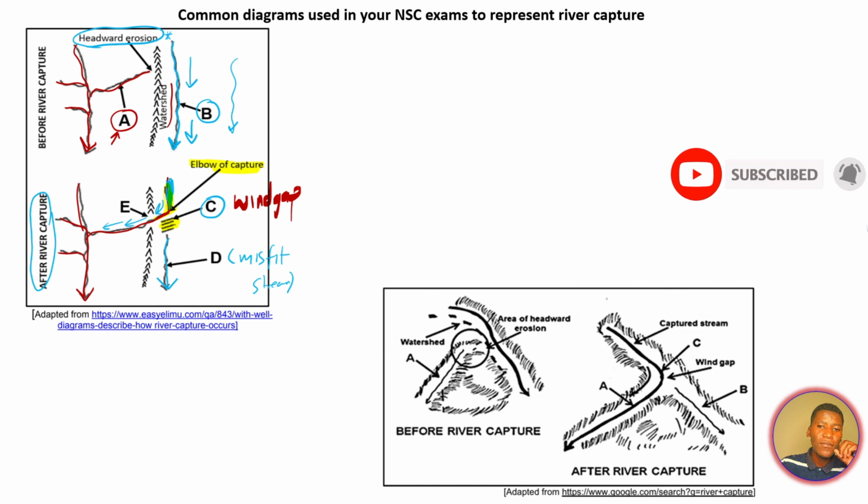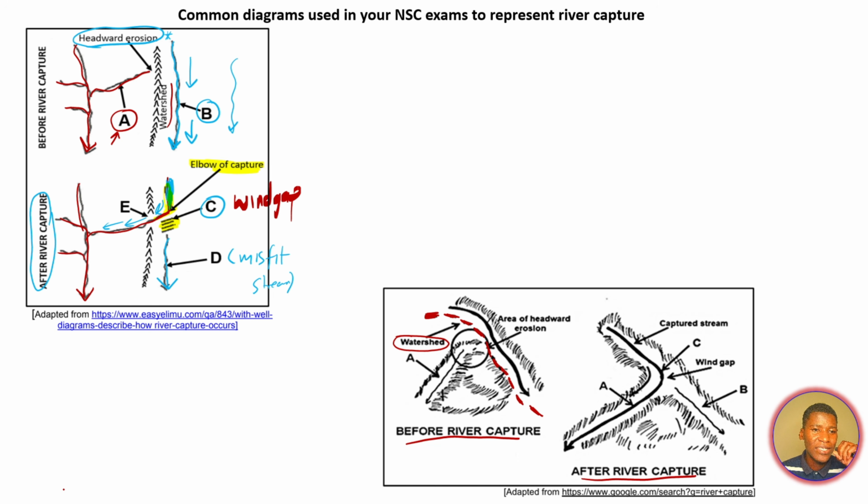So look at this other one. This one is a bit more complex, but it still has the same ideas. So in this one, you are given before river capture and after river capture. Before river capture, there is a label here written watershed, and it is represented using dots. All these dots are representing the watershed. So the moment you see a watershed, you know that it is separating two rivers. You just need to identify which are the rivers.